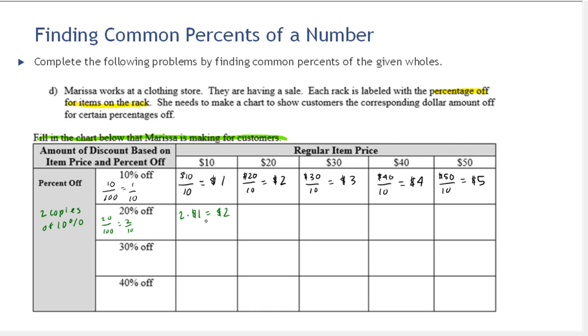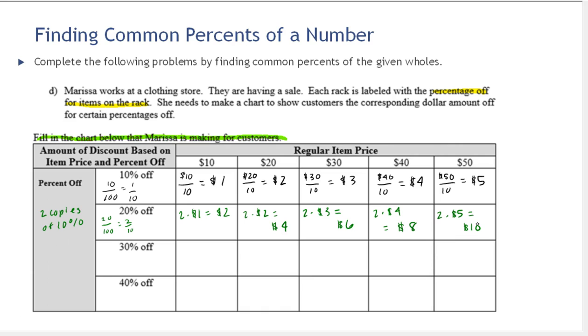Okay, this would be 2 copies of $2 off, which is $4. 2 copies of $3 off, which is $6. 2 copies of $4 off, which is $8. And finally, 20% off of 50 would be 2 copies of 10% or $5 off, which is a $10 discount.